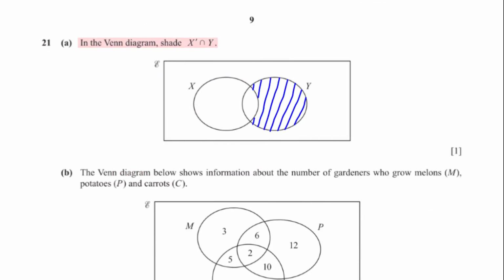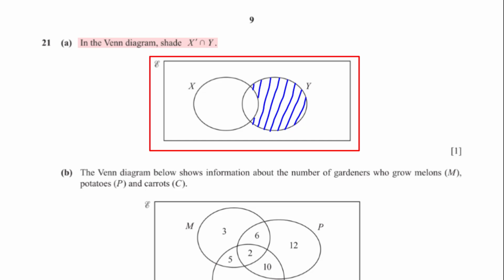In the Venn diagram, shade x complement intersection y. In other words, we are asked to shade the region belonging to elements that are in set y and not in set x. This is what the result should look like.